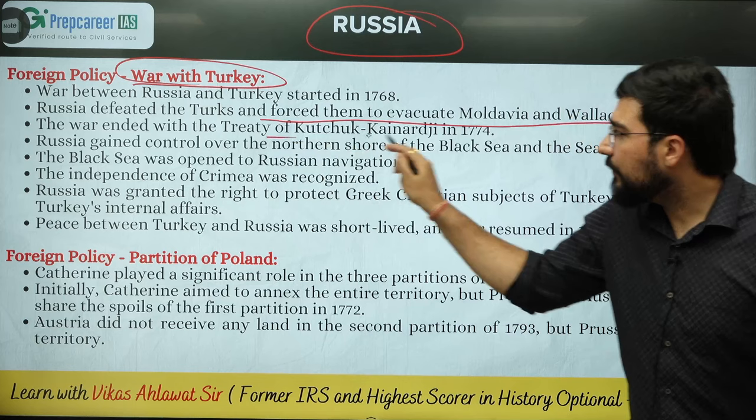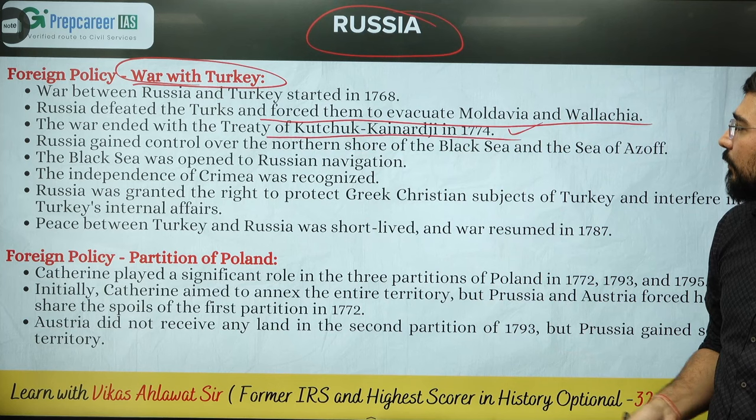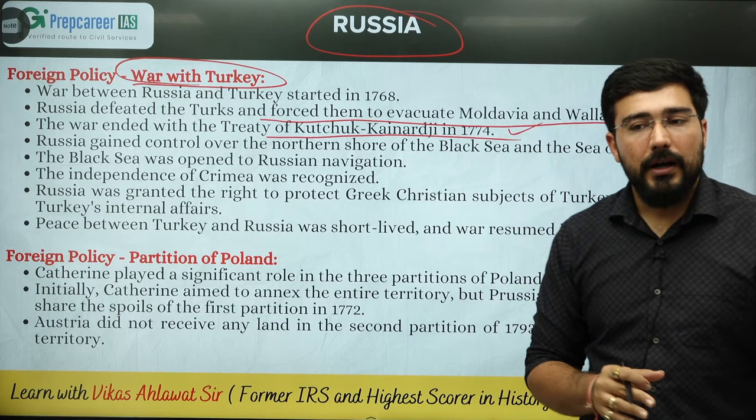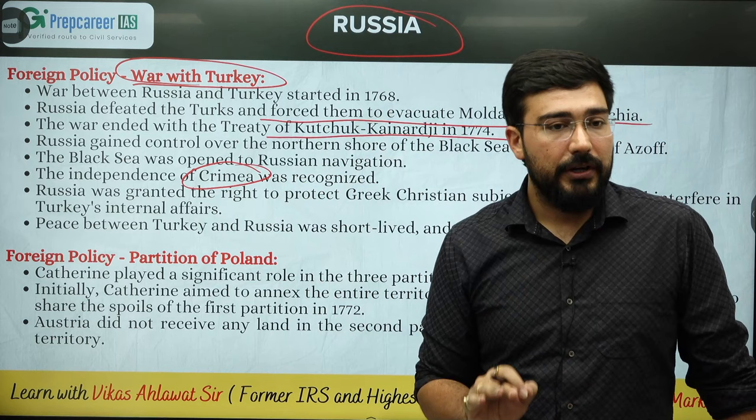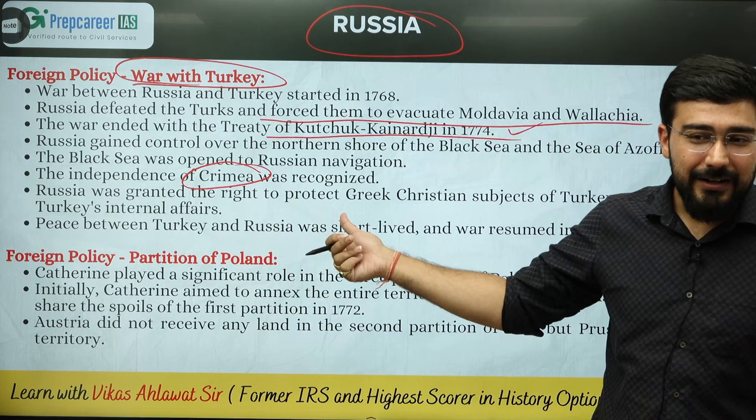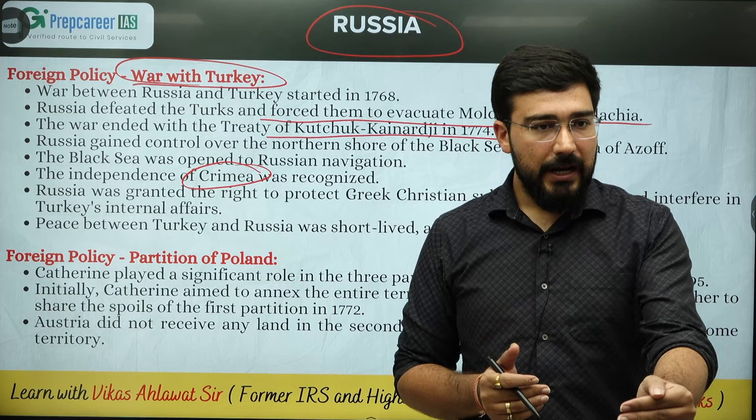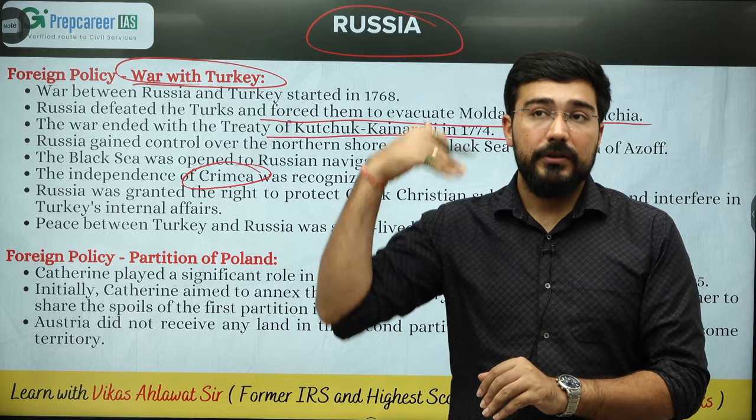It ended with the famous Treaty of Kuchuk-Kainarji in 1774. Russia gained control over the northern shore of the Black Sea and the Sea of Azov. The Black Sea was open to Russian navigation. Independence of Crimea. This is the time from which Crimea remains an important part of Russia. It was given to Ukraine, but as all of us see, in 2014 it was again taken away by Russia. The reason is that Crimea offers access to the Black Sea. The Black Sea is very important for the trade and commerce of Russia, because the Northern Sea is completely frozen in the winter.